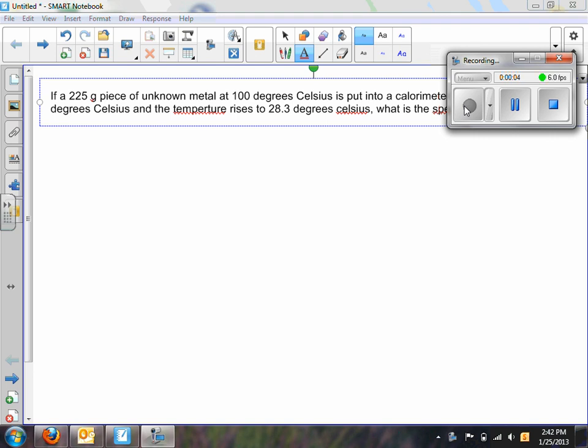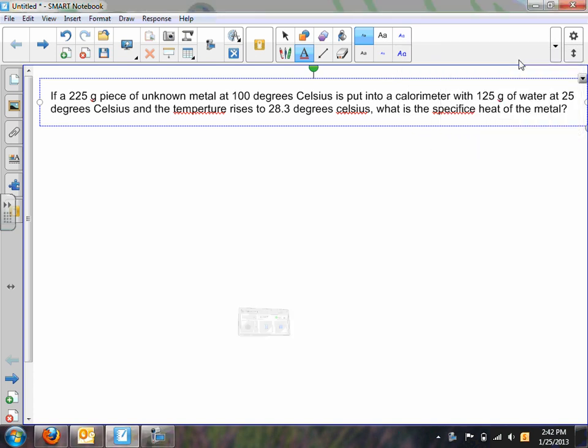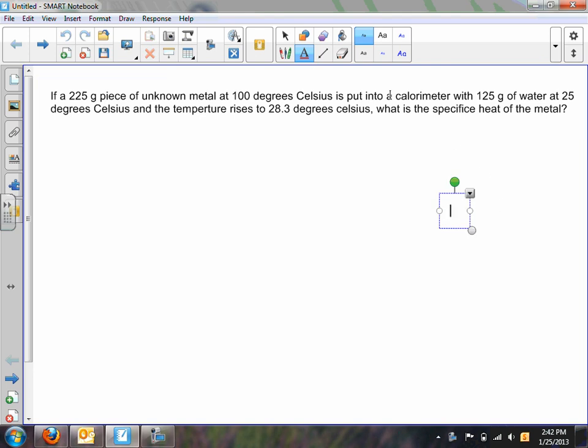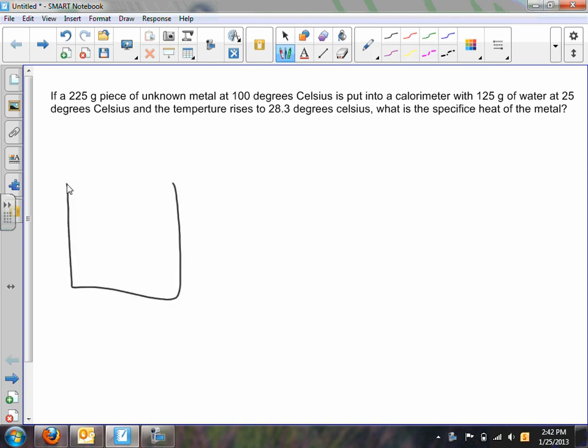We're going to try and do an example to find the specific heat of a metal. So here's my problem. I've got a metal that is put in a beaker of boiling water, so it's currently at 100 degrees. My calorimeter is full of 125 grams of water, and it's currently 25 degrees Celsius.